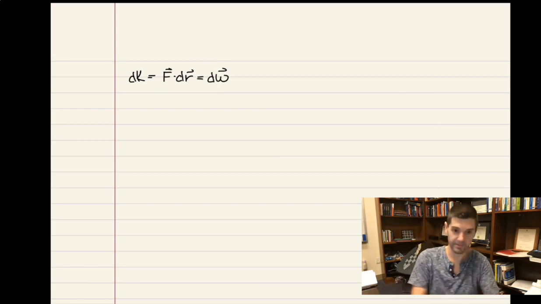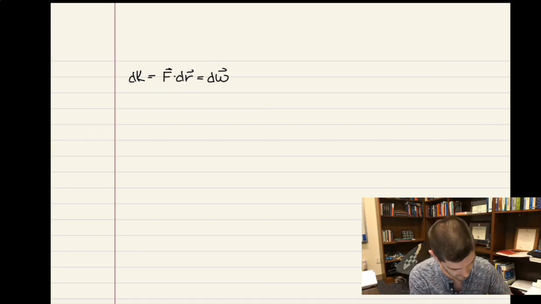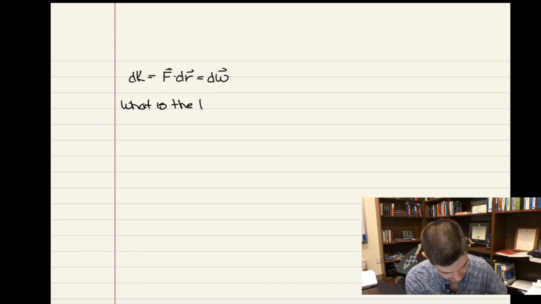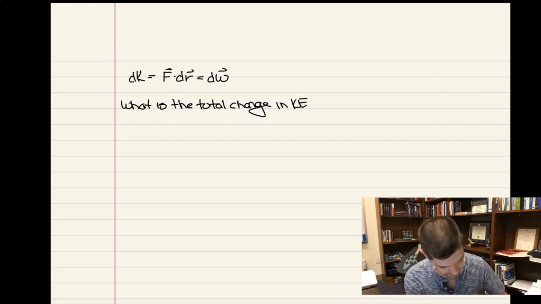I do a little amount of work, dW, and the d just means a tiny little bit of. I do a tiny little bit of work by exerting a force over a tiny little bit of displacement or distance. That changes my kinetic energy by some little bit. And I could ask, what is the total change in kinetic energy between two points?